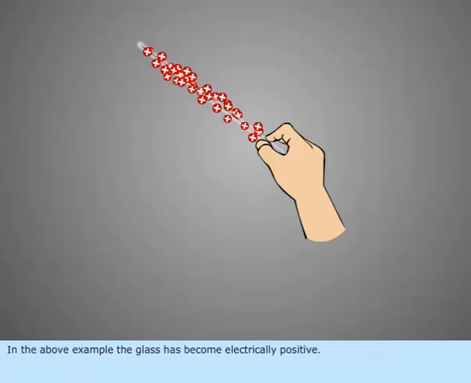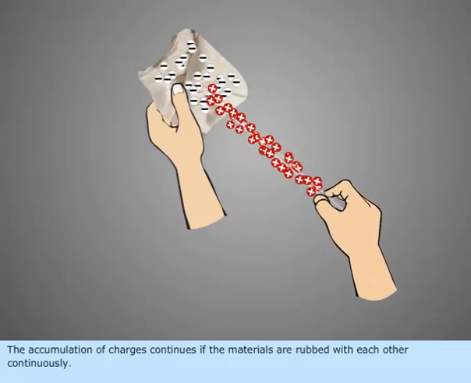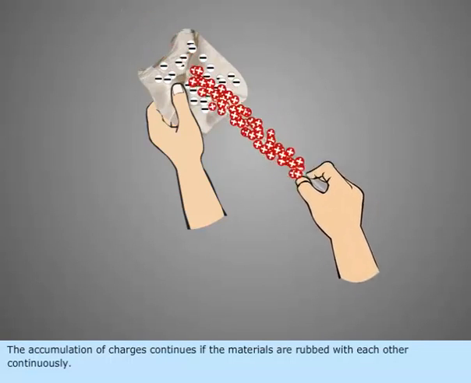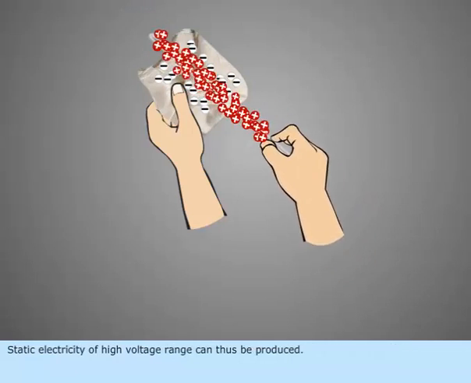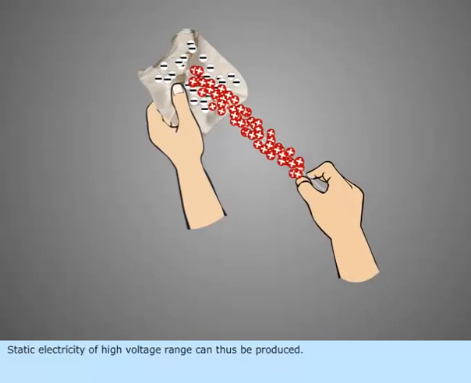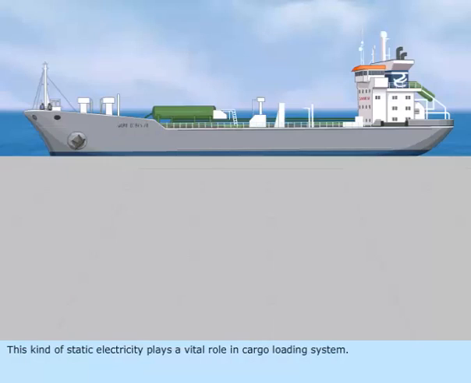In the above example, the glass has become electrically positive. The accumulation of charges continues if the materials are rubbed with each other continuously. Static electricity of high voltage range can thus be produced. This kind of static electricity plays a vital role in cargo loading system.